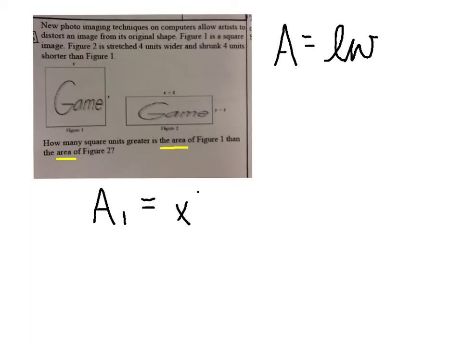The formula for area is length times width or base times height. So the area of Figure 1, that's going to be x times x. I know it's kind of hard to read in the graphic here, but this is part of your review worksheet. So x times x gives me x squared. And the area of Figure 2 is x plus 4 times x minus 4.